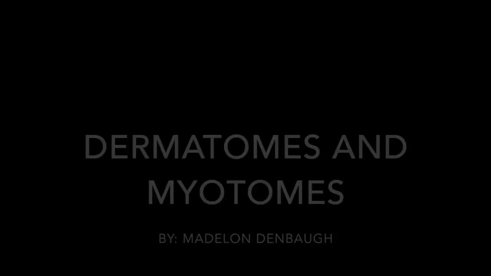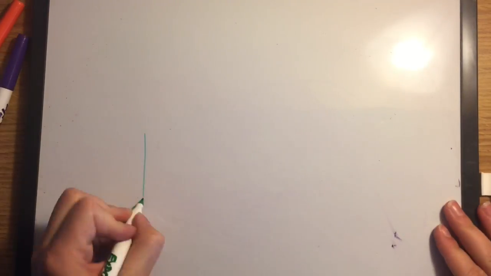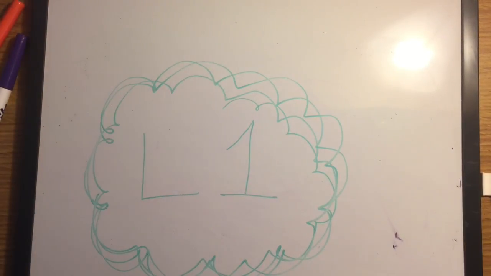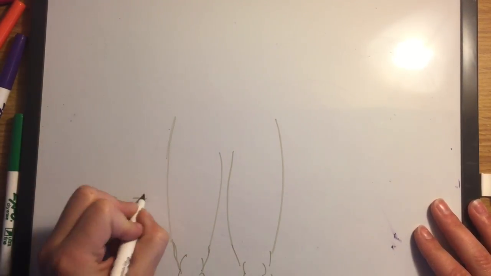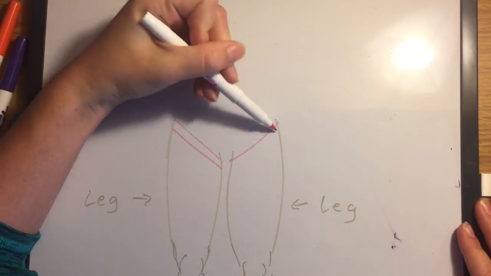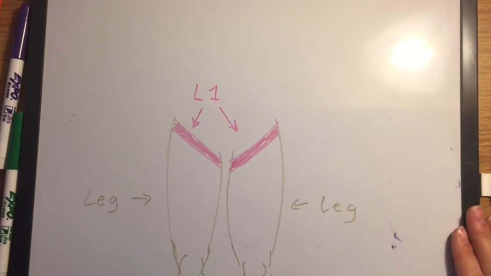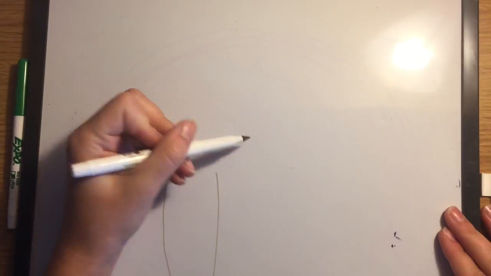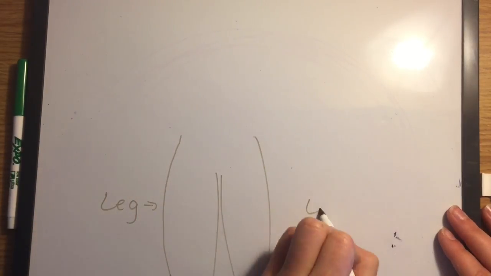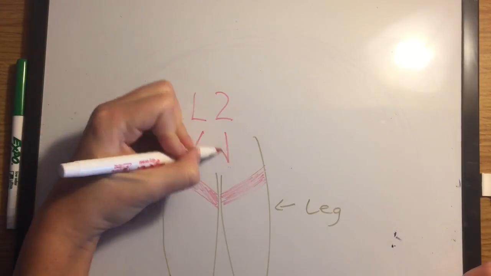Dermatomes and Myotomes. Dermatomes are areas on the surface of the skin that are controlled by specific nerve roots from the spinal cord. The first one is L1. L1 is located in the hip flexor region. The next one is L2. Right underneath L1 is L2 in the hip flexor region.